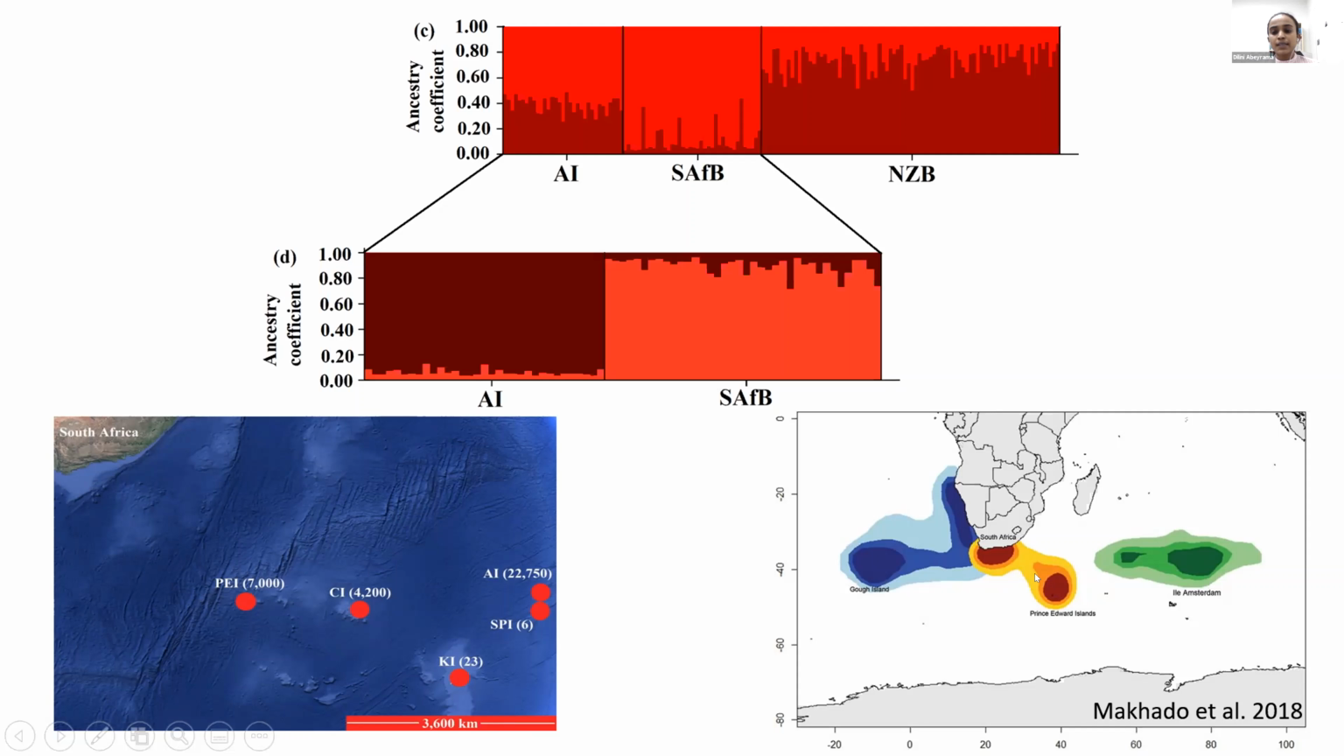And according to a study from McGahan in 2018, they found that birds breeding on Prince Edward Island mostly forage around South Africa. So considering this information, we conclude that the bycatch samples caught around South Africa originated mainly from Prince Edward Island, and our other group, the New Zealand bycatch samples, originated mainly from Crozet Island.